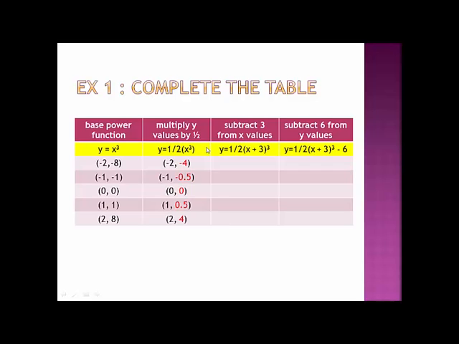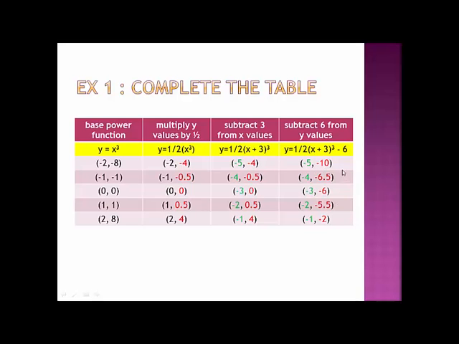Then the next step will be to apply the translations. So we have to subtract 3 from all of the x values. Remember, when it's inside the brackets here, we're doing the opposite sign. So originally we had -2, subtract 3, we get -5. And the last step will be to subtract 6 from all of the y values. So we start off with -4, subtract 6, so we go to -10.